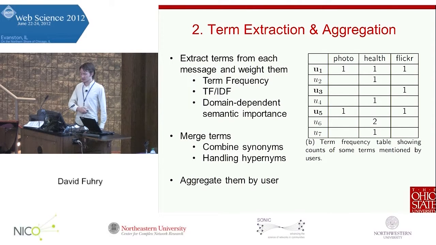And merging terms would be a next step, where you may say that two terms are actually synonyms in my context, or I have some ontology and I can say that one term is a type of another term. All right, so once this is done, terms are aggregated by user, and then for all users in the community, we further accumulate those terms.